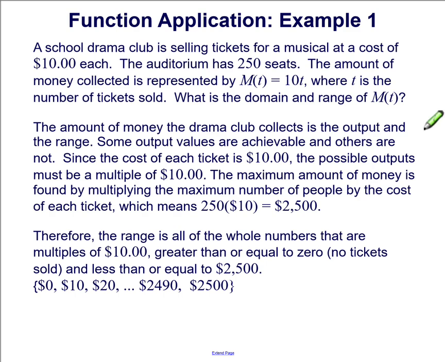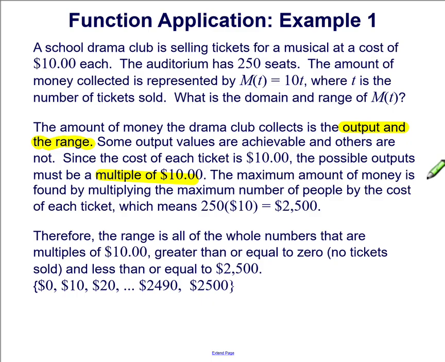The amount of money the drama club collects is the output and the range. I'll highlight that. That's an important concept. So the amount of money it collects is the output and the range. Some output values are achievable. Others are not. Since the cost of the ticket is $10, the possible outputs must be multiples of $10.